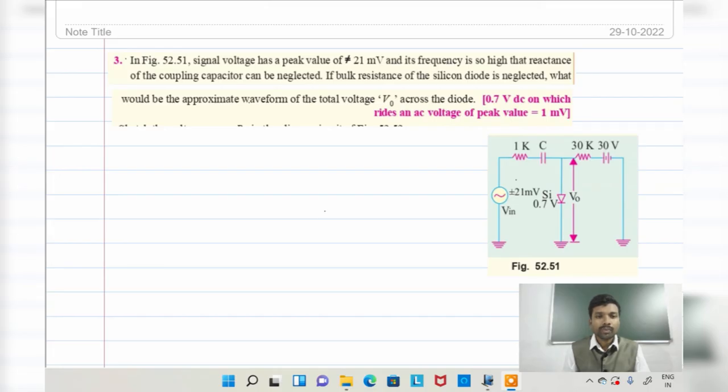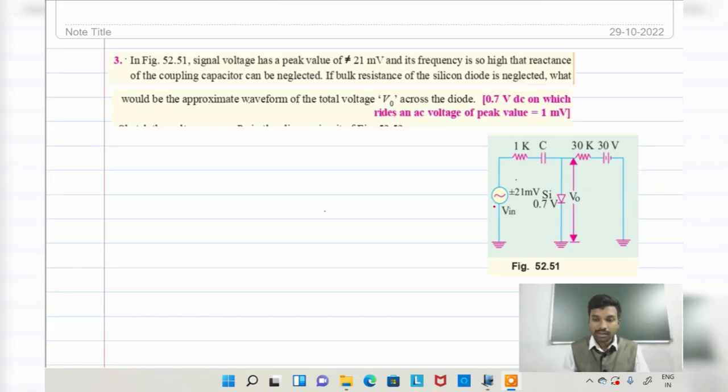Now we are moving to problem number 3 from volume 4, electrical technology, electronic devices and circuits. That is problem number 3 here. In figure 52.1, the signal voltage has a peak value of plus or minus 21 volt and its frequency is so high that the reactance of a coupling capacitor can be neglected.